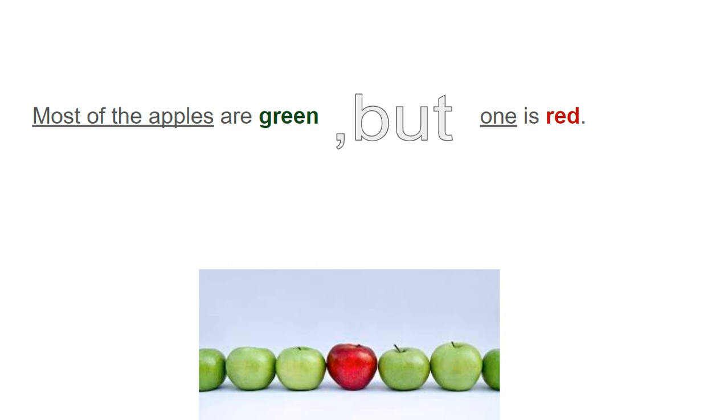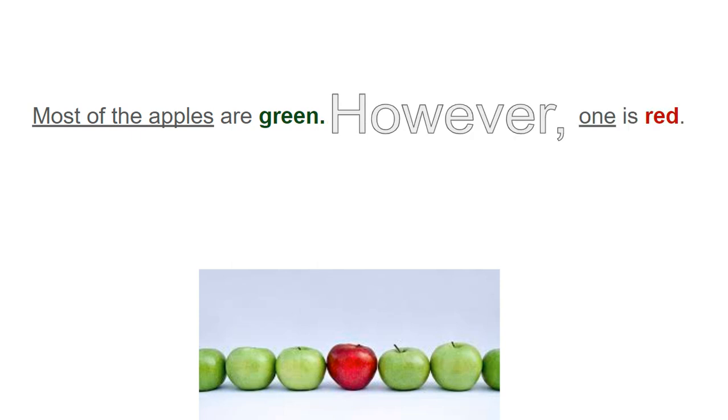Most of the apples are green, but one is red. So but is a connector. I've put the two sentences, the two clauses together to make one new sentence. So comma but goes in the middle between the two like glue. And it joins them together into a new sentence. And it also says, pay attention, there's a difference here. So but we are familiar with.